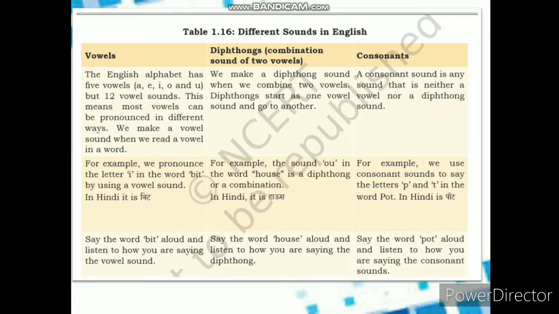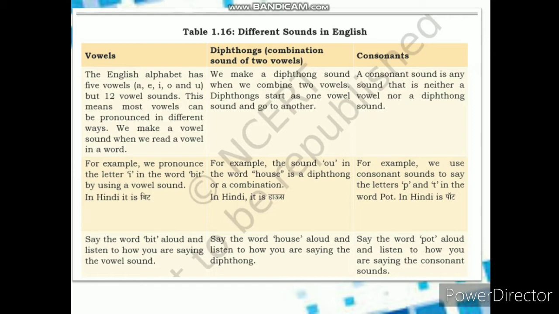We make a vowel sound when we read a vowel in a word. For example, we pronounce the letter I in the word bitch by using a vowel sound. Diphthong. This is a combination sound of two vowels. We make a diphthong sound when we combine two vowels. Diphthongs start as one vowel sound and go to another. For example, the sound OU in the word house is a diphthong or a combination.